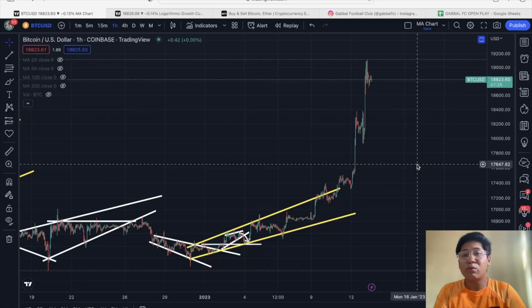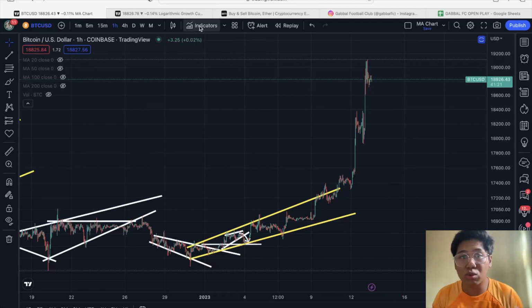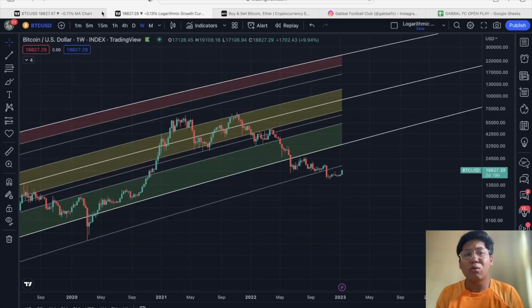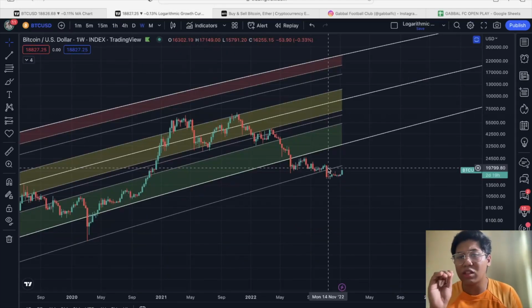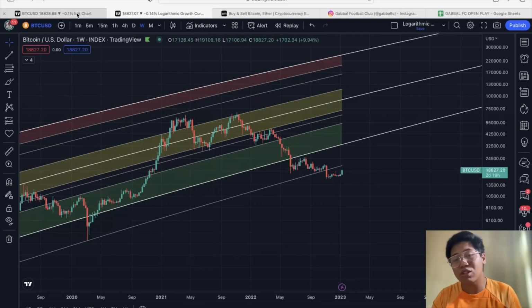And yeah, for today's video, we are going to talk about two things. Number one, Bitcoin in the short term, and number two is the logarithmic growth curve. Where are we headed right now, especially with the massive pump that we have been seeing for the past day.